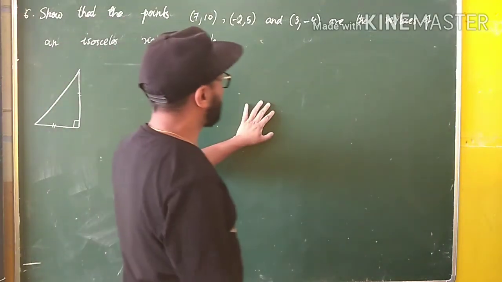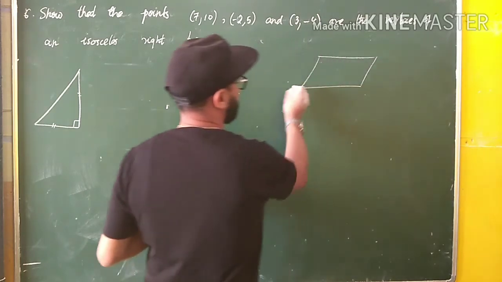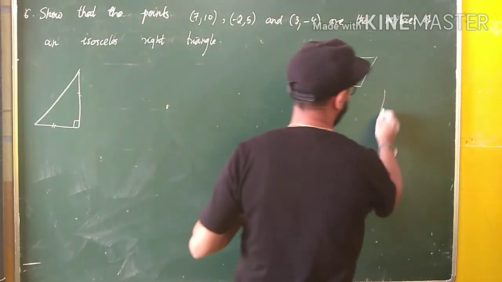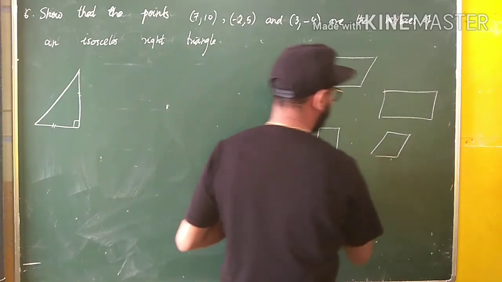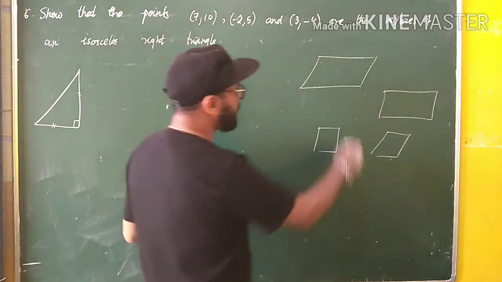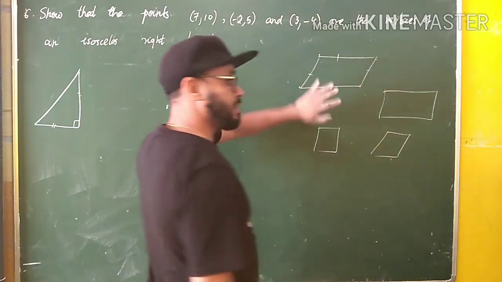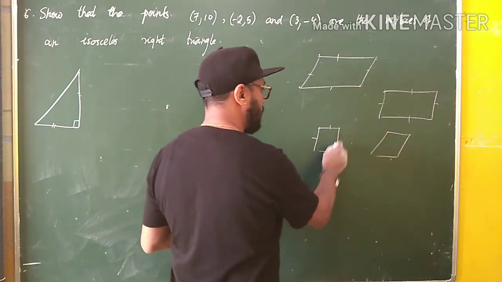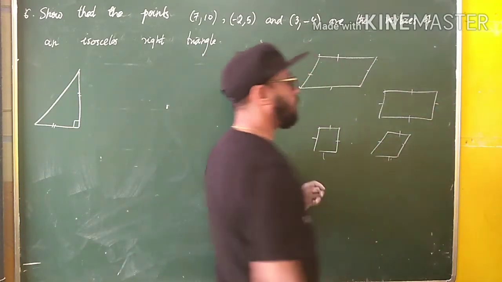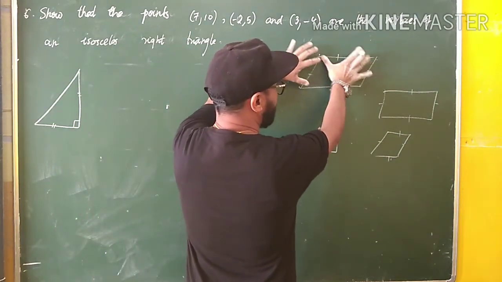You might get a question related to 4 points. So 4 points are given, prove that they are the vertices of a parallelogram or a rectangle or a square or a rhombus. Now in that case, we know that for a parallelogram, opposite sides are equal, so we have to prove that the opposite sides are equal. For a rectangle, also opposite sides are equal. For a square, all sides are equal, and for a rhombus, also all sides are equal. So what we have to do is find the distance between each pair of points.